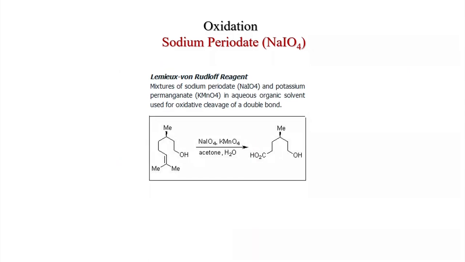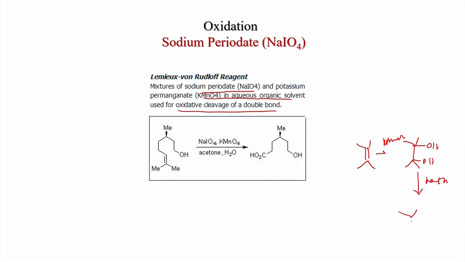So this is a mixture of sodium periodate and potassium permanganate in aqueous organic solvent used for oxidative cleavage of double bonds. So here the double bond is cleaved to the carboxylic acid. So most likely the double bond goes to diol, and the diol is cleaved. Because potassium permanganate will make the diol, and the diol is cleaved with sodium periodate to carbonyl compounds, and now if there is a hydrogen there, then this aldehyde with KMnO4 gets oxidized to the carboxylic acid. So that's what is happening here.